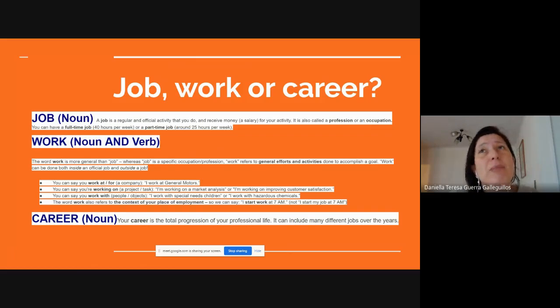So during my professional career, I have worked with many banks or institutions. So you talk about your past since you started as a professional until the moment you're talking. So that's your career, your progress in your professional life. So job, work, and career are absolutely not the same.